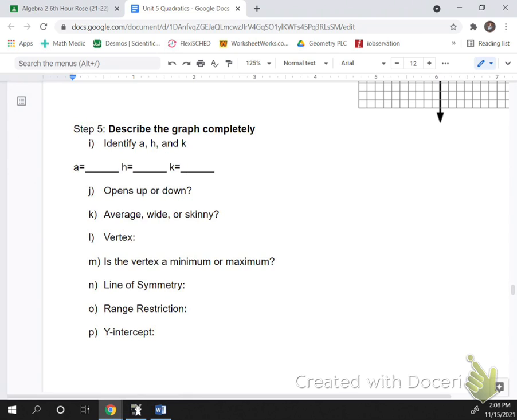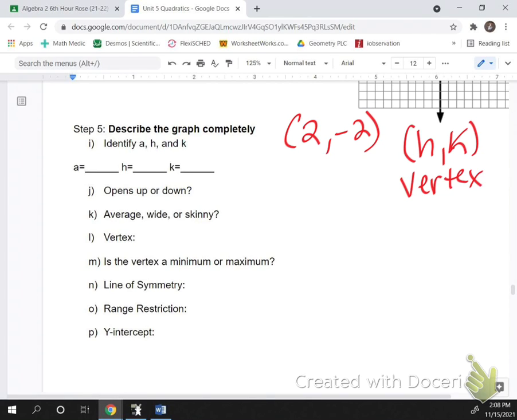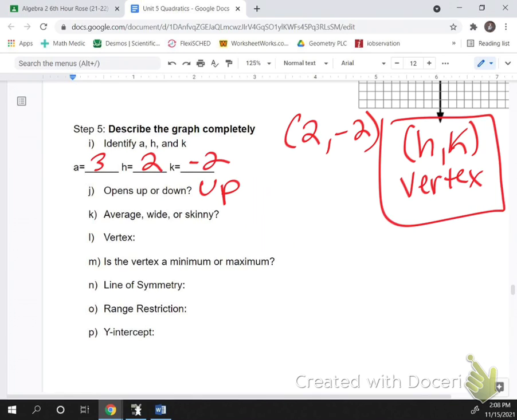Describe this completely now. The vertex was 2, -2. Don't forget that the vertex is H comma K. If you didn't know that, I might write that down in my notes. So A is still 3 from our standard form. We've got 2 and -2. Does this graph open up or down? Is it average, wide, or skinny? Skinny, you could also say narrow. The vertex we know is 2, -2. Is it a minimum or a maximum on the graph? A minimum.